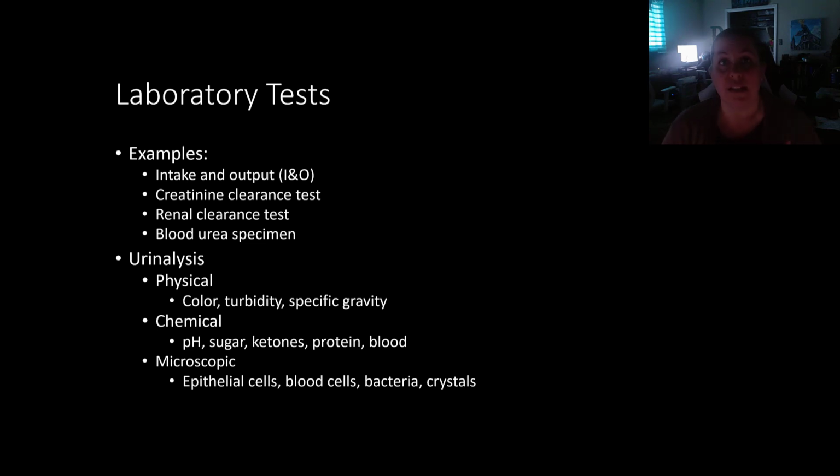Again, urine analysis is where we would take a look at the urine. We would look at the physical side of the urine first, like the color, the turbidity, how cloudy it is, or if it's clear, the specific gravity, how much is dissolved in it. We could look at the chemical composition as well, with the pH levels, amount of sugar in there, ketones, protein, and even blood. A lot of times we use little dipsticks, like when you're testing the pH of your pool or something. You would use something like that. We can also do a microscopic analysis where we look for epithelial cells, blood cells, bacteria, or even crystals to see if maybe a kidney stone is present.